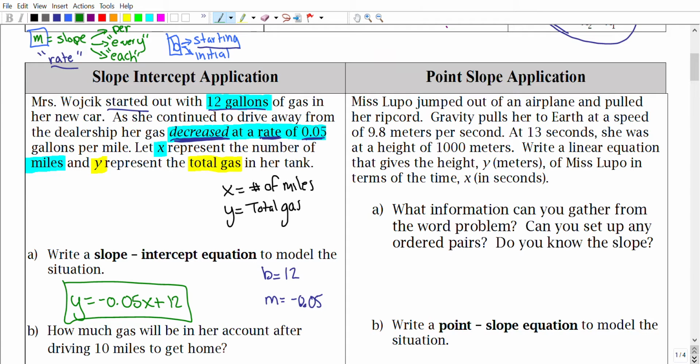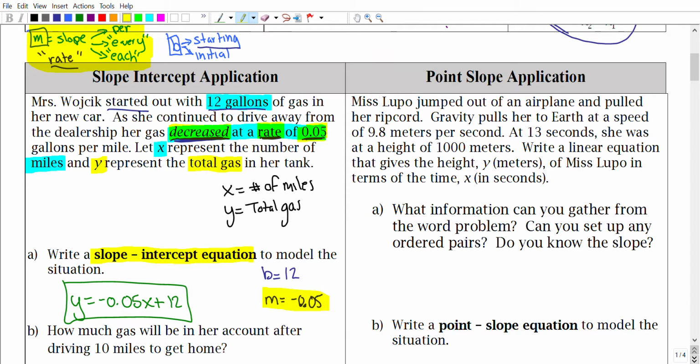Okay, so again, let me actually slow down a little bit. What did we do? It's asking us to write a slope-intercept equation, right? A slope-intercept equation that models the situation. So for that, I need a slope and I need a y-intercept. We talked about earlier that these keywords up here tell us which is our slope, or our m, and right here, we found the rate, which was 0.05, and it was decreasing. That's why my slope here was negative 0.05.